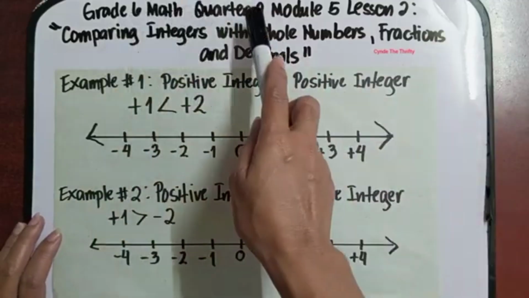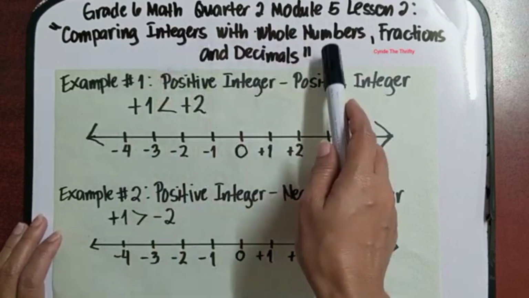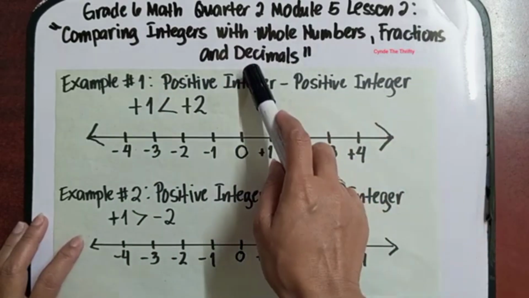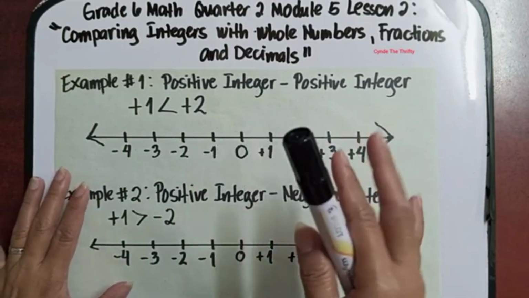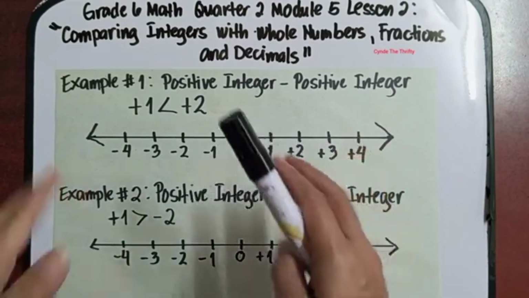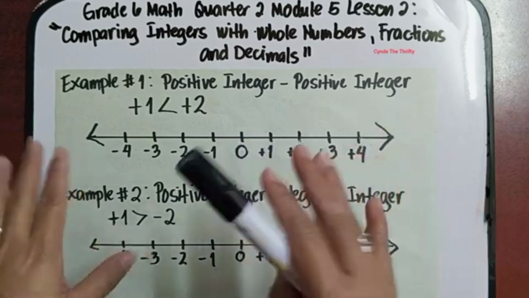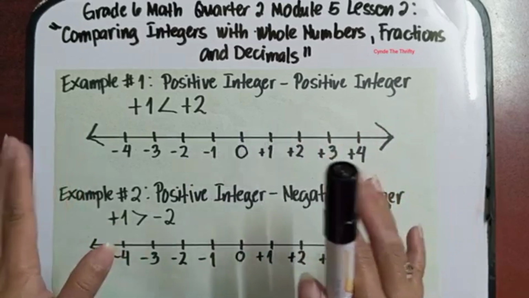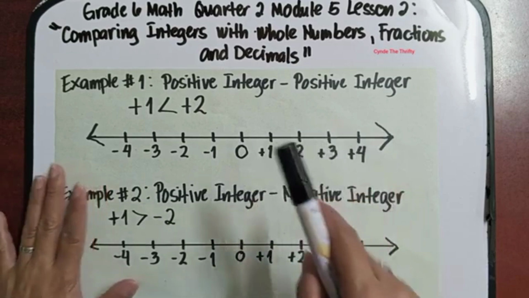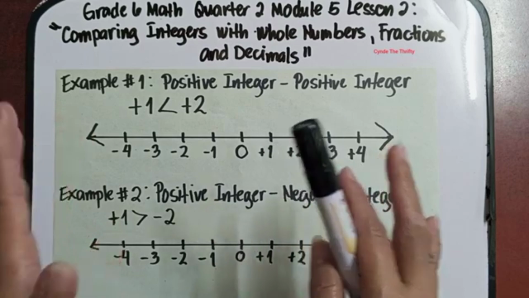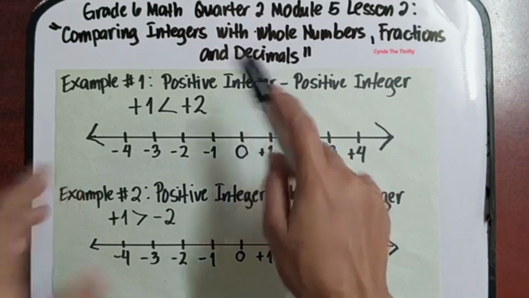It's grade 6 math, quarter 2, module 5, lesson 2. Comparing integers with whole numbers, fractions, and decimals. Sa nakaraang lesson natin, pinag-aralan natin kung ano ba yung integers. Kailangan nating matutunan kung ano yung pag-compare ng integers kasi ang comparison is ginagamit natin siya sa ating pang-araw-araw na buhay. Ngayon, pwede tayong gumamit ng number line para ma-compare natin correctly ang integers sa whole numbers, fractions, at decimals.